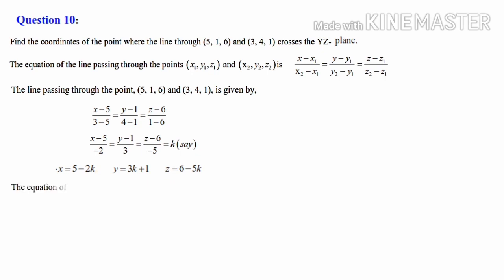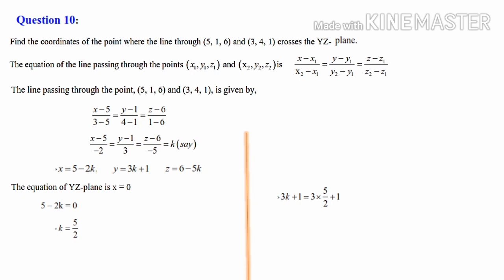For that, there is a condition given to us. The line crosses the yz plane. That means we know the equation of the yz plane, that is, x value will be 0, x coordinate will be 0. So here the x coordinate, that is 5 minus 2k, is equal to 0. From 5 minus 2k is equal to 0 we can calculate the k value. This 5 will go to the right side, it becomes minus 5, both minus signs will be cancelled, so k becomes 5 by 2.